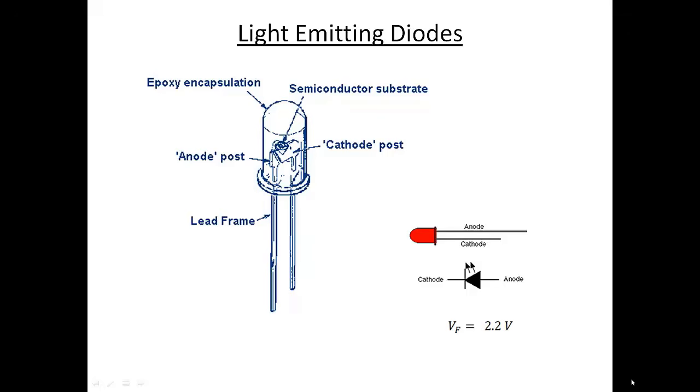Some LEDs have a flat side on the base. This identifies the cathode. The safest thing to do is use the longer leg to identify the anode on your LED.